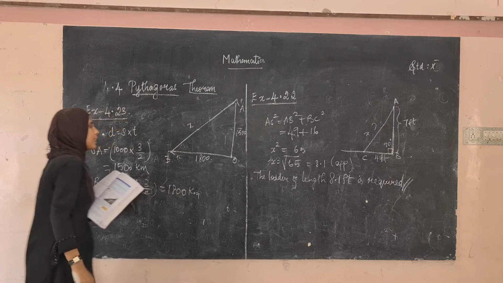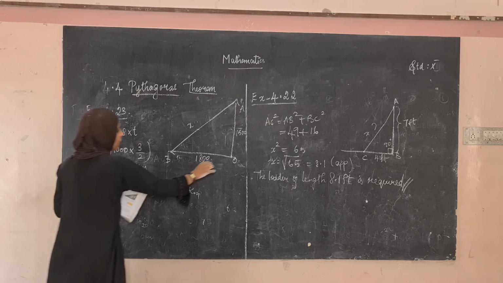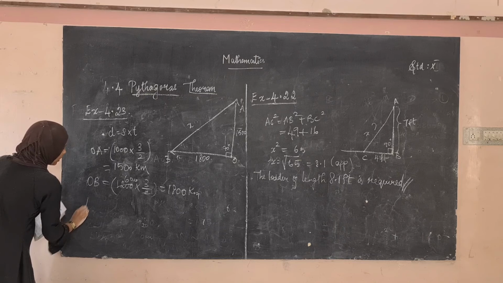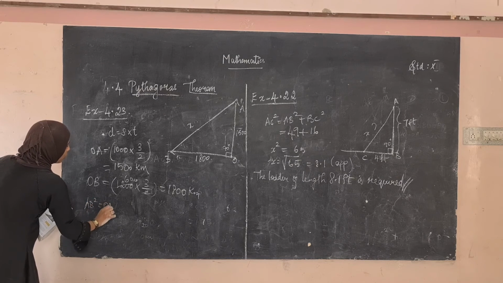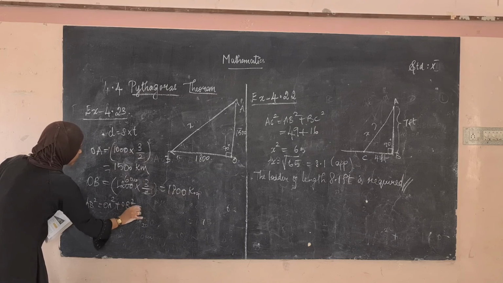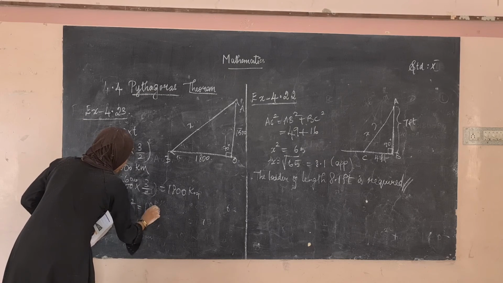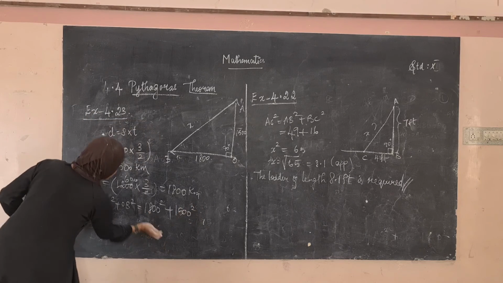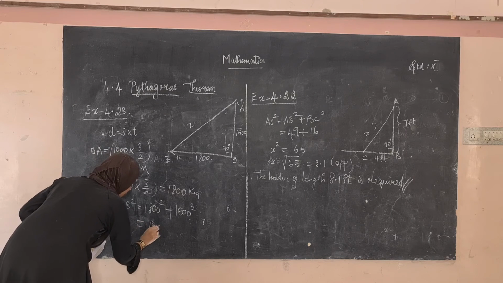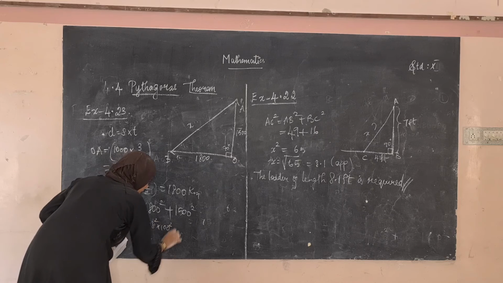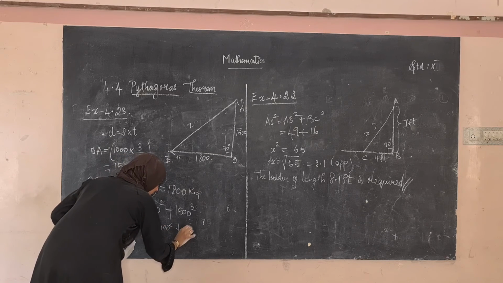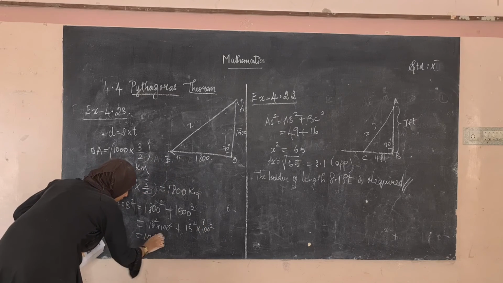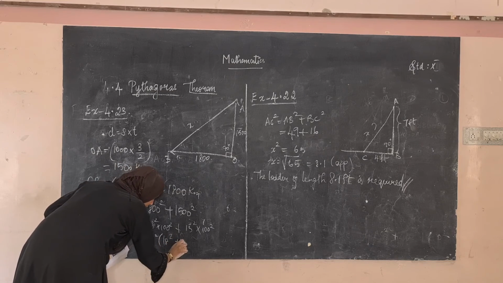Let this be x. Since this is a 90 degree angle, by Pythagoras theorem AB squared is equal to OA squared plus OB squared, which is 1800 squared plus 1500 squared. This can be written as 18 into 100 squared plus 15 into 100 squared. Take 100 squared outside: 100 squared into 18 squared plus 15 squared.